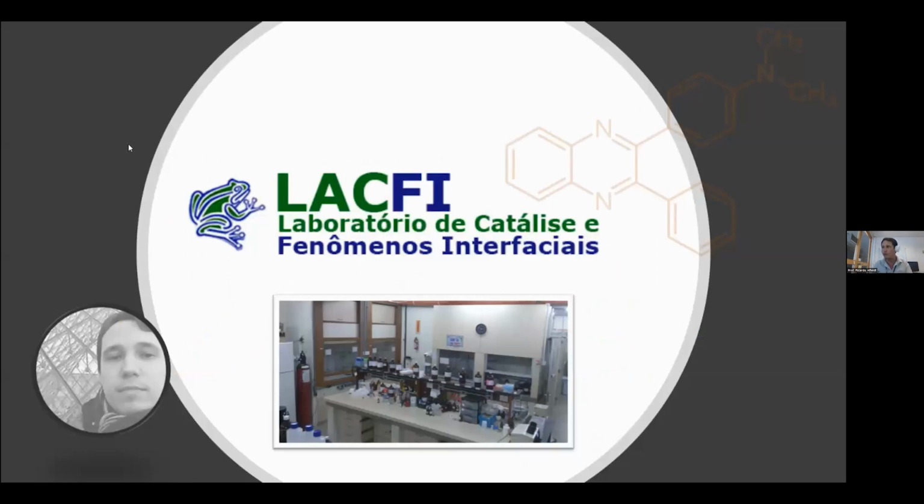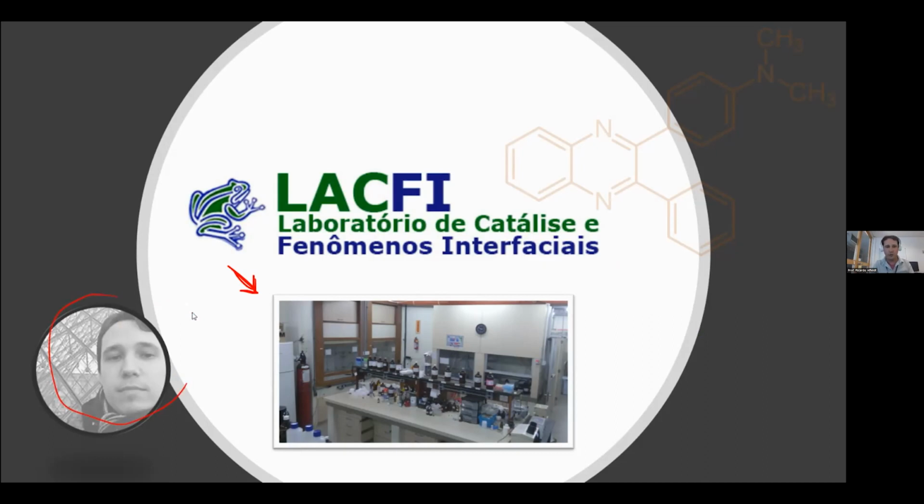With this in mind, I have to tell you, I am a chemist. I work with organic chemistry and more specifically organic synthesis. This here is a picture of my laboratory. You can see it is a very typical set of experimental chemistry. This is the laboratory of catalysis and interface phenomena. Now it's a bit weird, a picture of me here, but hopefully in the end I can explain this better.